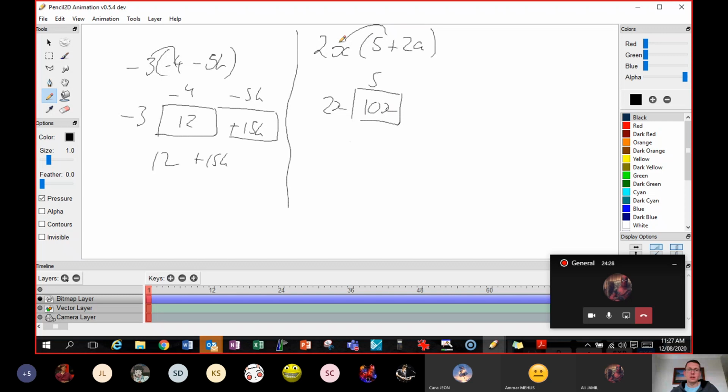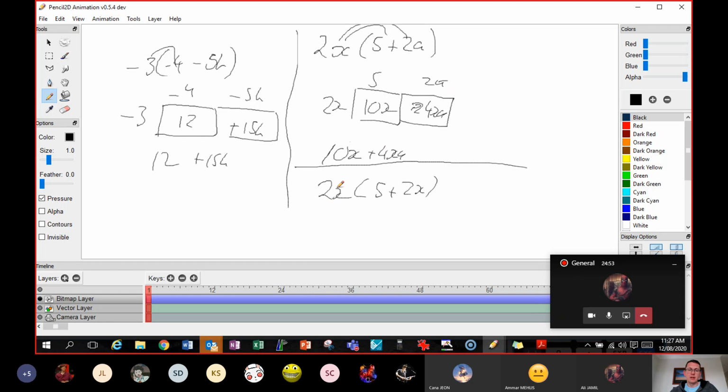2x, that was 2x multiplied by 2a. That's going to give me 4xa. So the answer for that is 10x plus 4xa. Another thing you can have, slightly different.